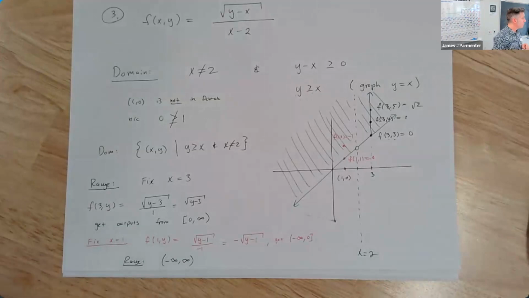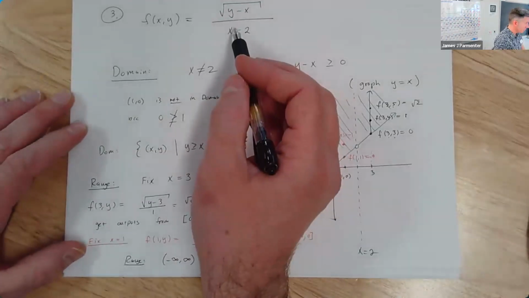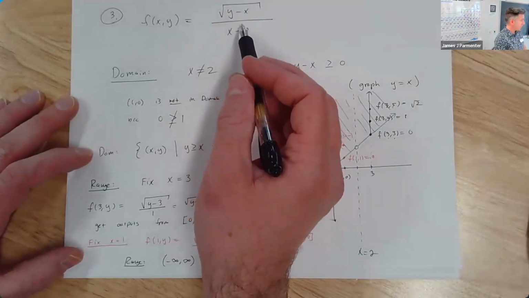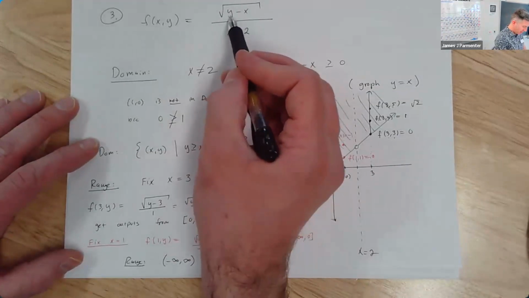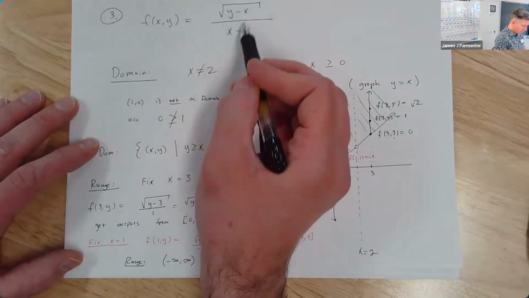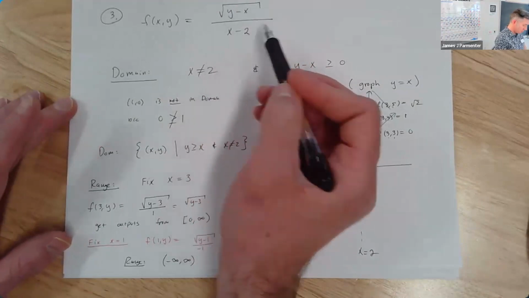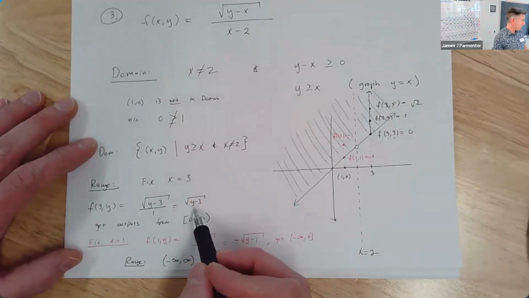I'm just confused because when you fixed it, I guess you do like that 3 comma y. Right. I'm just confused how you got the outputs of this. So what I did was, here's my function. I'm literally plugging in 3 for x. So I'm getting the square root of y minus 3, over 3 minus 2, which is 1. So that ends up equaling just the square root of y minus 3.